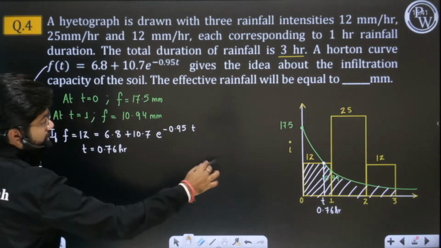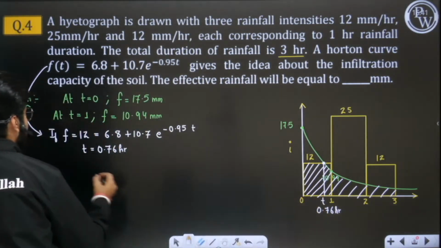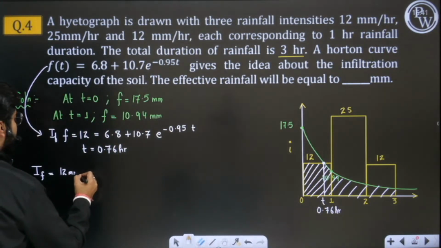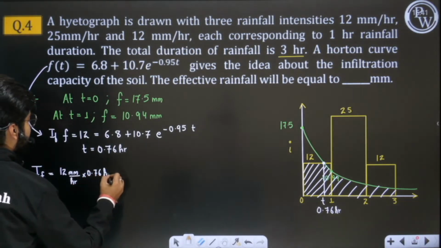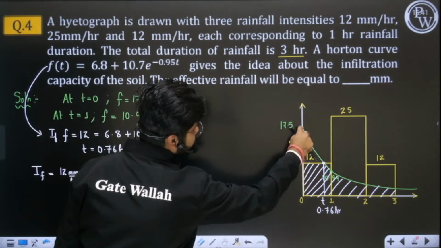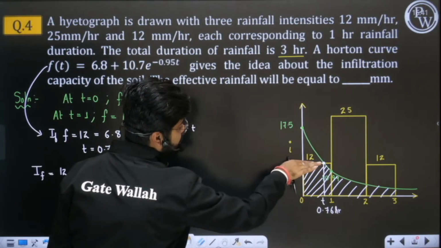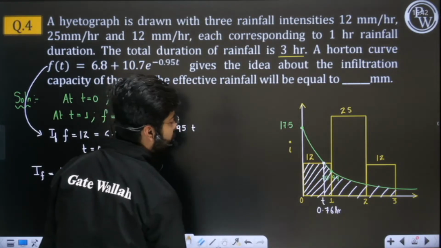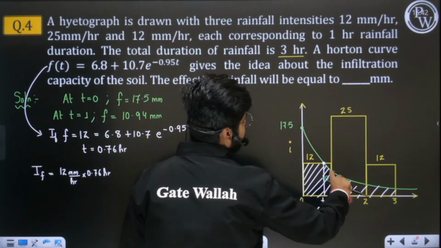So the very first rectangular area is what? 12 mm per hour into 0.76 hour. This is your infiltration in the first 0.76 hour, where your infiltration curve is more and the intensity of rainfall is less. Since intensity of rainfall is less, all the rainfall will go into the ground itself. And here you will see that rainfall is more and the water which will go into the ground is less.